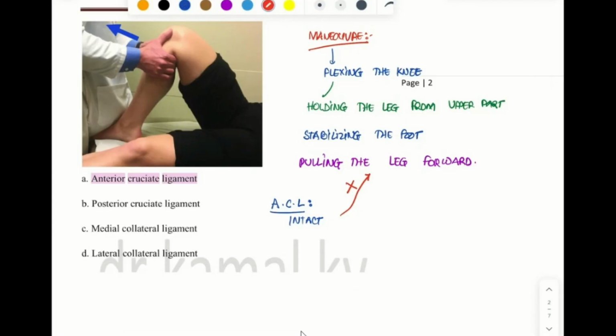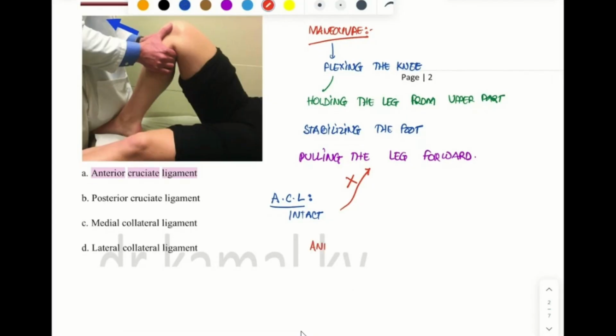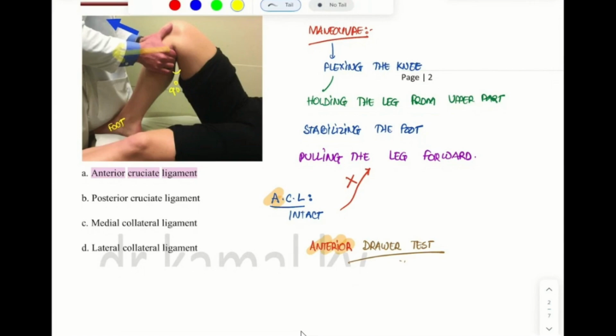So this particular test in which we are pulling the leg anteriorly is known as the anterior drawer test. Yeah, so this is the anterior drawer test, and anterior drawer test is done for the anterior cruciate. And look at the degree of flexion of the knee. This is around 90 degrees. Clear? So the knee is flexed to around 90 degrees, and then stabilizing the foot here, the doctor is trying to pull the tibia forward.